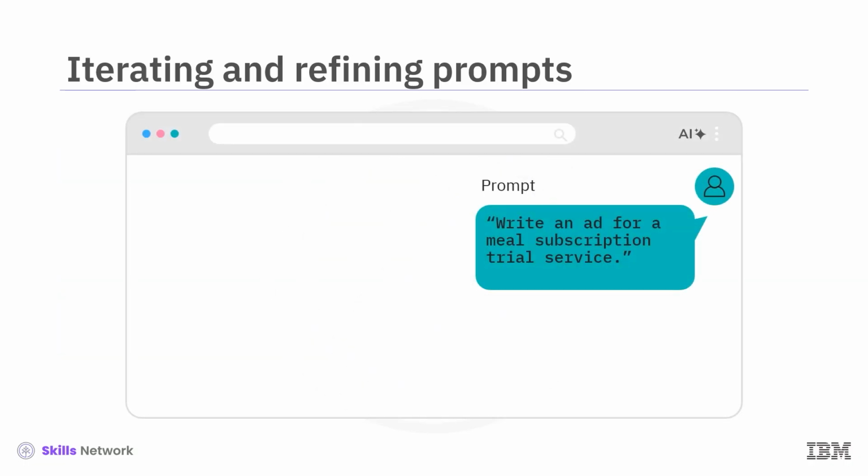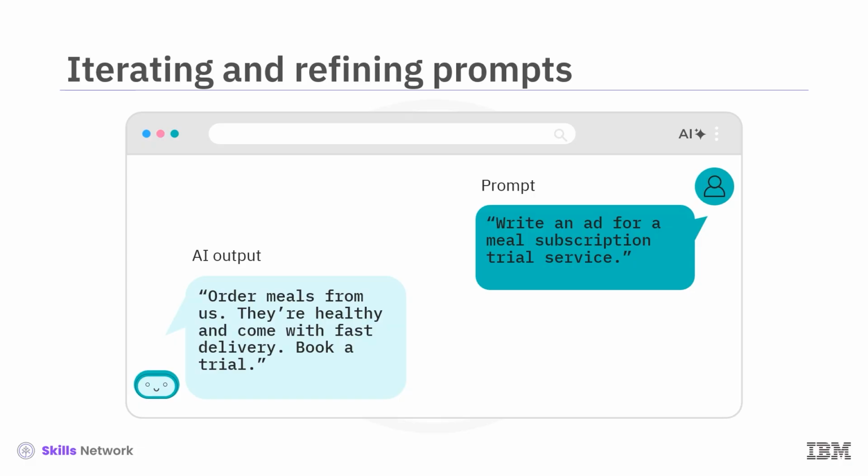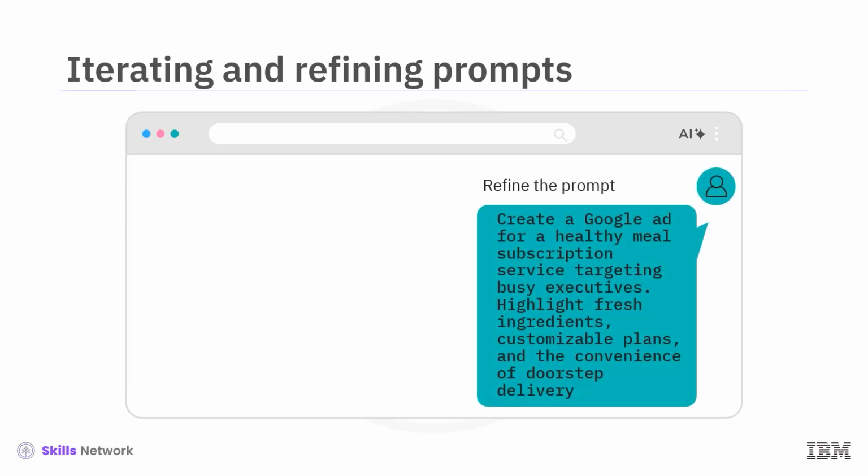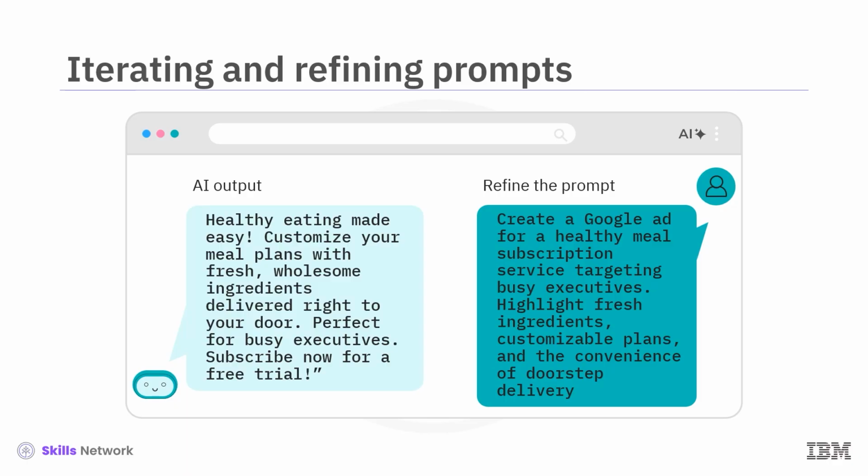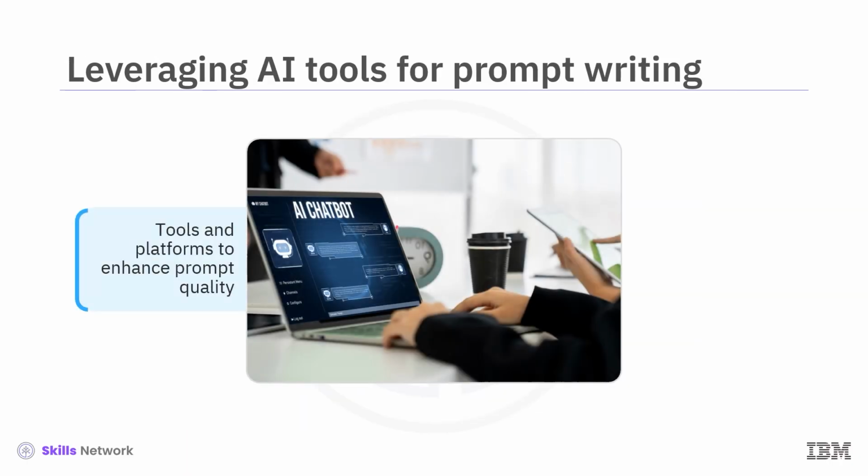For example, when your input is write an ad copy for meal subscription trial service, you will not get the desired output. However, when you refine the prompt in detail, mentioning the keywords, the AI generates more precise or descriptive, ready-to-use content.